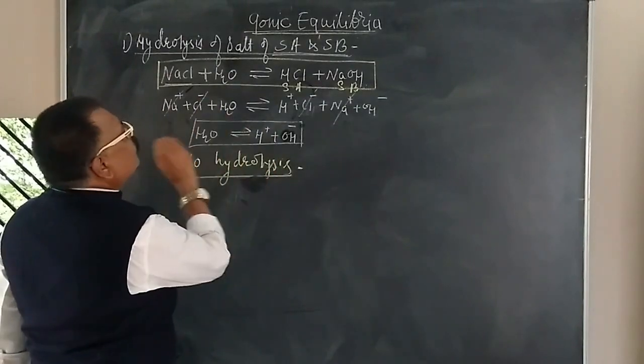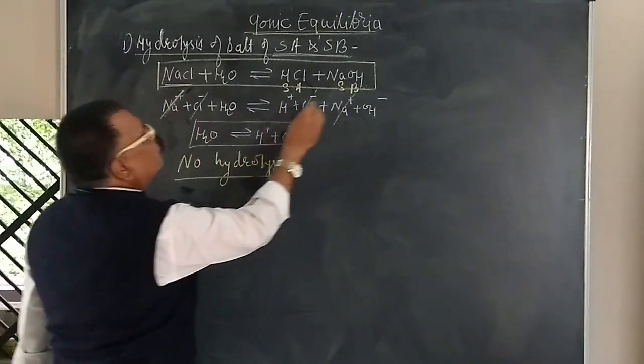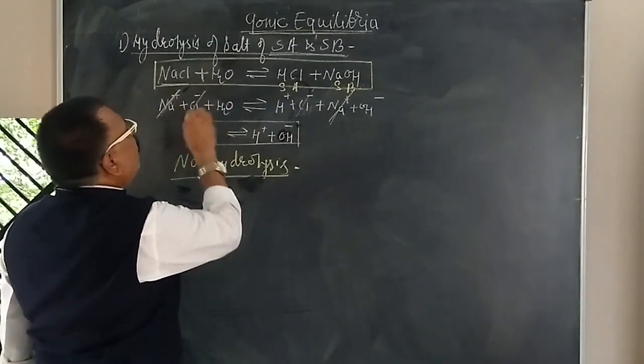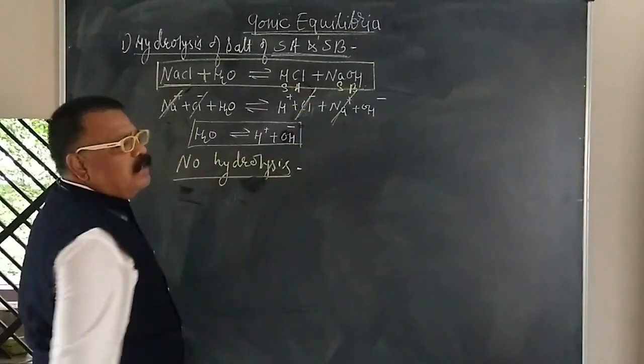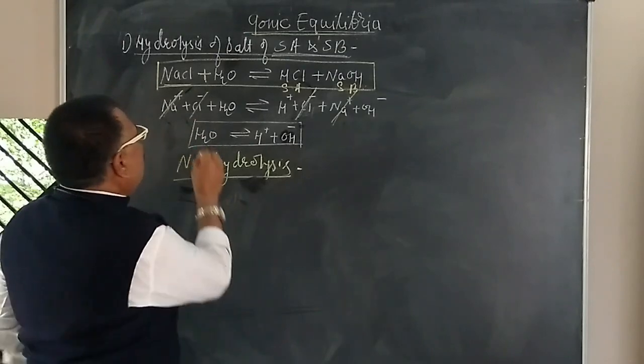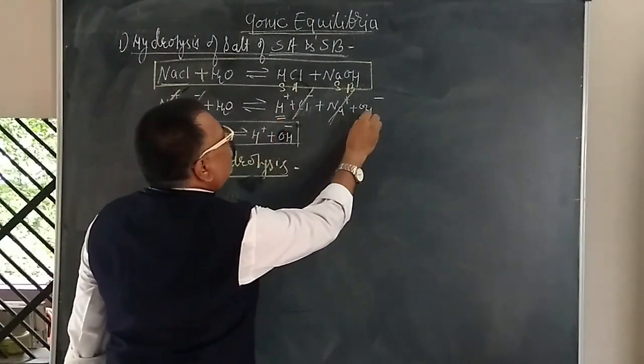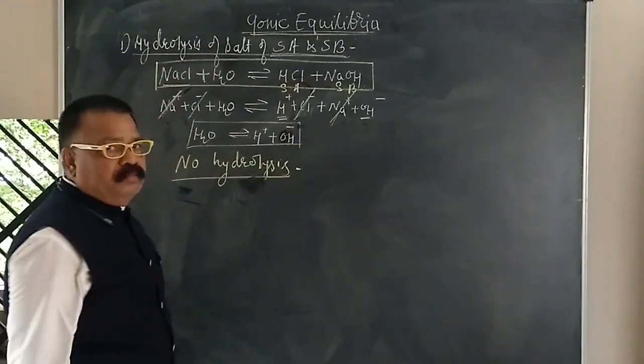Now by cancelling the similar terms, the sodium positive gets cancelled, then the chloride negative gets cancelled. So what we are getting is H2O on the left-hand side and, on the right-hand side, H positive as well as the OH.